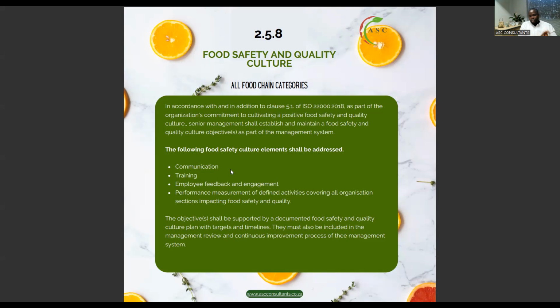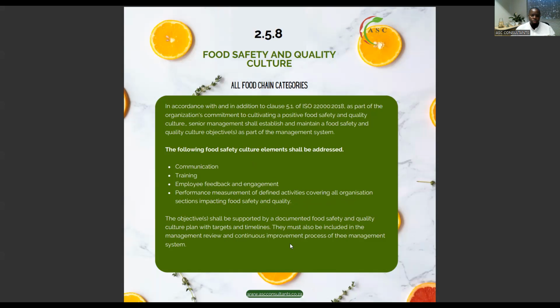So don't assume that ISO 22000 addresses it, but check exactly the guidance document as to, okay, this is the clause that the additional requirements would want this to address, but am I addressing it as per the clause? You read the clause, you read what the requirement is, what the auditor will be looking for, and what you should produce as a site to speak to communication, training, employee feedback, and engagement. The biggest problem that you are going to have is under performance measurement of defined activities covering all organizational sections impacting food safety.